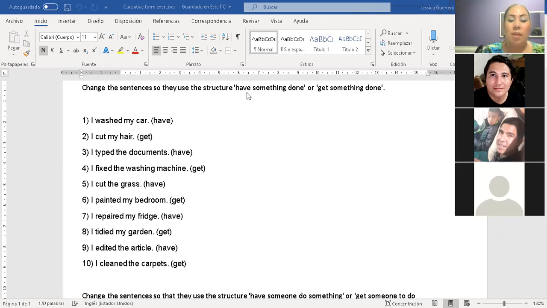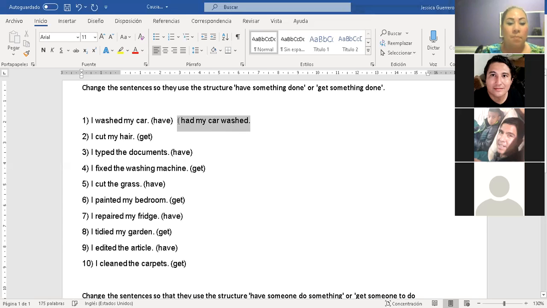The instructions say change the sentence so that they use the structure have something done or get something done. Just to give you an example, I'm going to give you the first one. In the first one, I washed my hair, and you use the word have. Because washed is in the simple past, we're going to use the simple past of have. So we're going to say, I had, and then the structure is going to be the object, in this case my car, and then we say washed. I had my car washed.